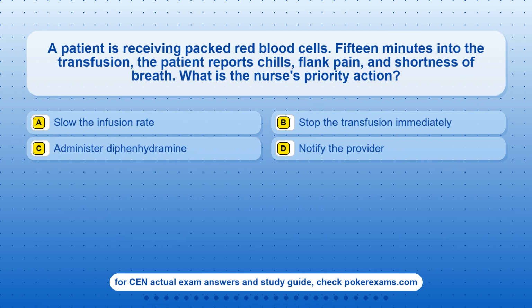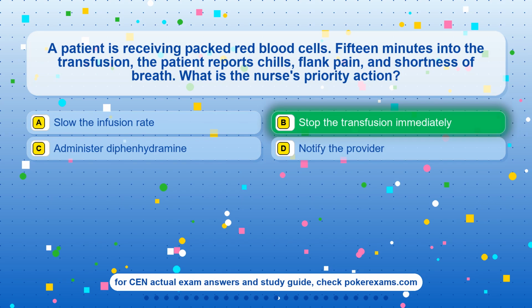Question 24. A patient is receiving packed red blood cells. 15 minutes into the transfusion, the patient reports chills, flank pain, and shortness of breath. What is the nurse's priority action? Option A, slow the infusion rate. Option B, stop the transfusion immediately. Option C, administer diphenhydramine. Option D, notify the provider.